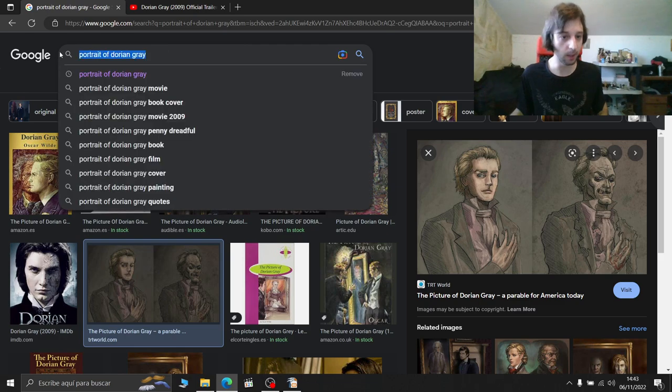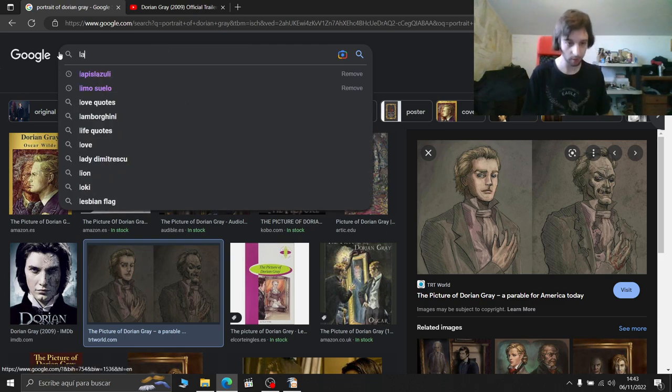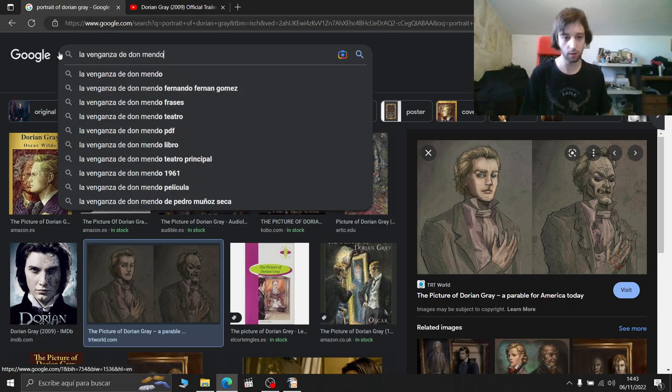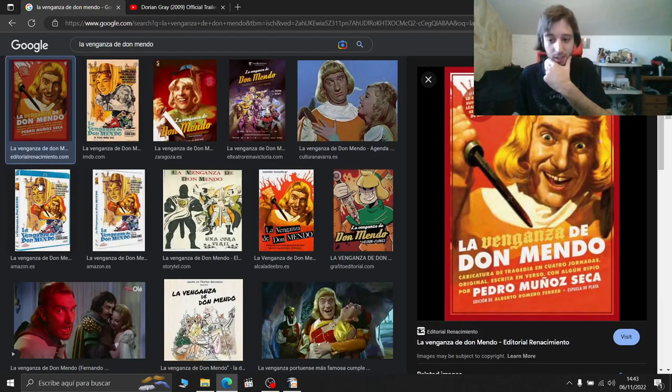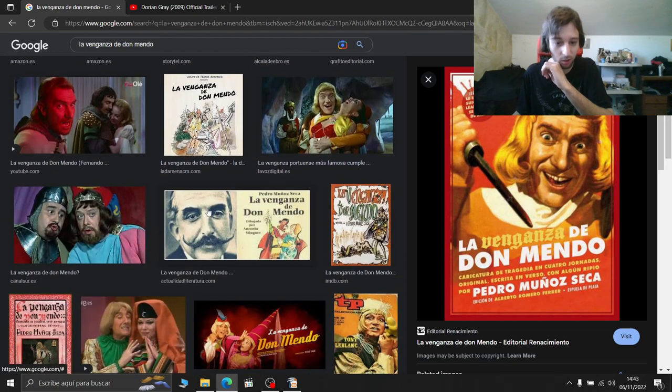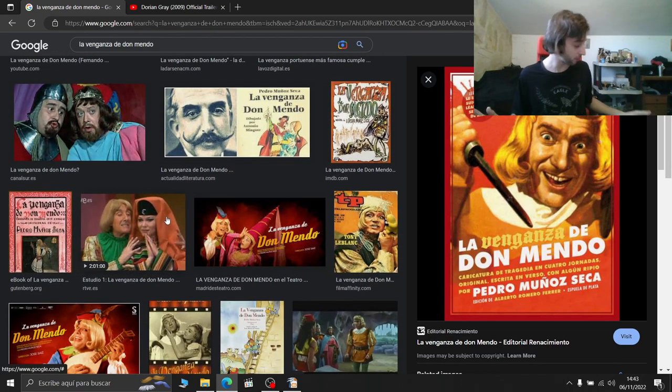Next one. The Vengeance of Don Mendo, or in Spanish, La Venganza de Don Mendo. This is very cool. I love it. I just love it. The way it is written, and also I have watched it in theater, not in person, but as a film, and it's wonderful. The acting was wonderful. It's a love and treason story set in the Middle Ages.